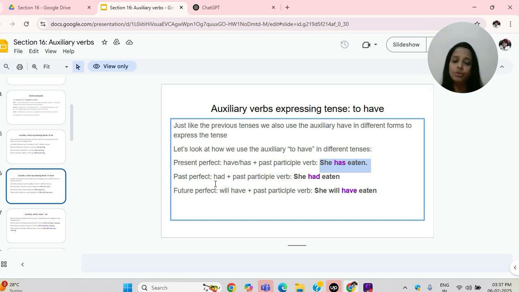And in past perfect, it is had plus past participle. That's the third form of the verb, right? So she had eaten. So here it is had. And in future perfect, will have plus past participle verb, which is she will have eaten. So again, here it's have.